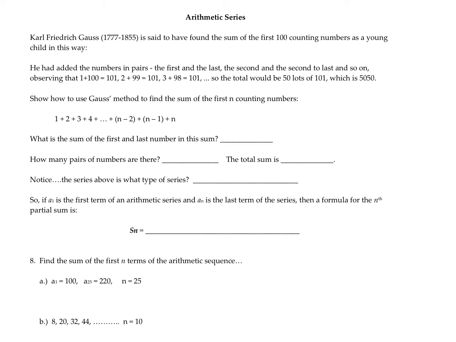young child. He added the numbers in pairs, the first and the last, the second and second to last, and so forth. So he did 1 plus 100, 2 plus 99, 3 plus 98, and they all added to 101. So the total will be 50 groups that total to 101, which would be 5,050.